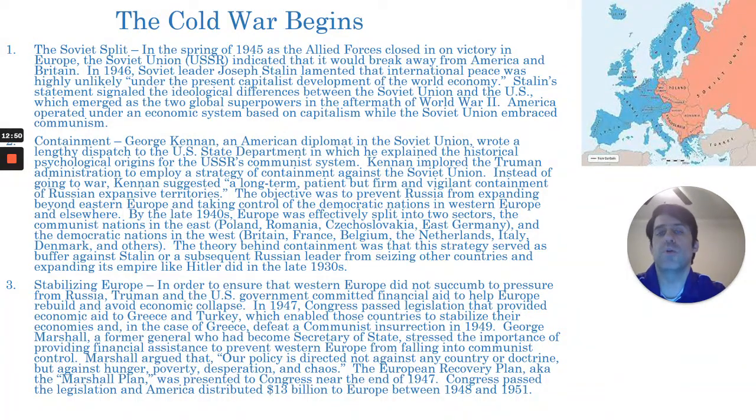So how does that work exactly? How do you stabilize Europe if you're the United States, trying to prevent the entire continent from falling under control of Stalin and the Soviet Union? And so Truman and the U.S. government decided that the best way to ensure that Western Europe did not succumb to pressure from Russia was through financial assistance, by committing financial aid to help Europe rebuild and avoid total economic collapse.